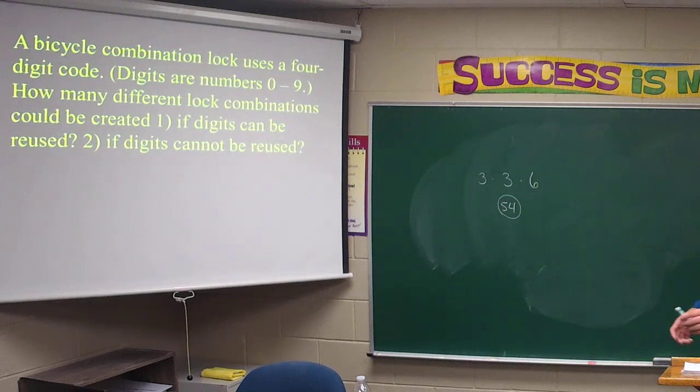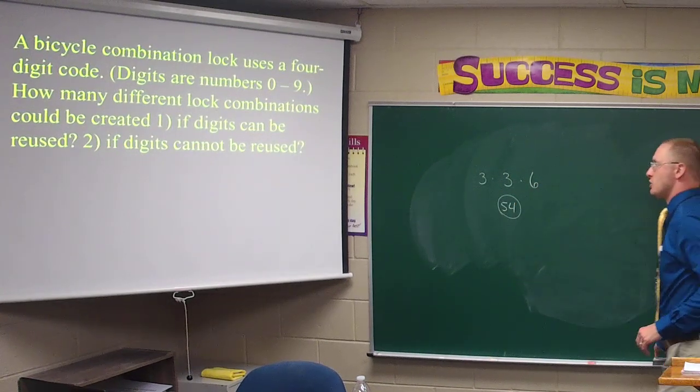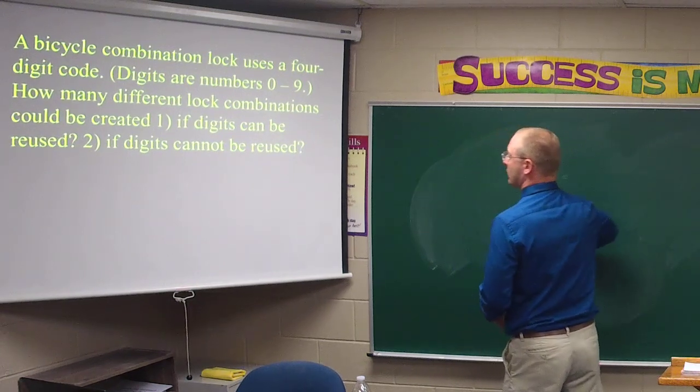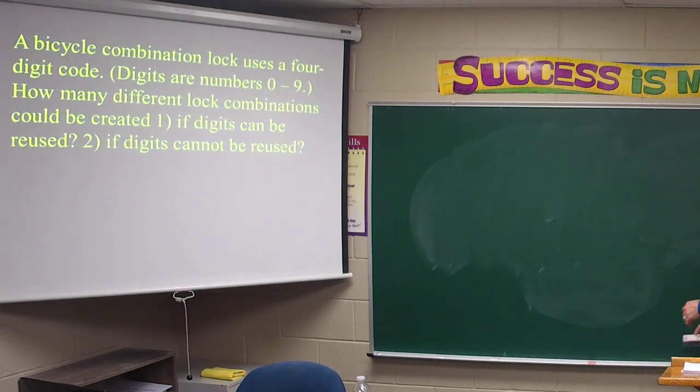A bicycle combination lock uses a 4-digit code. Digits are numbers 0 through 9. How many different lock combinations could be created, number 1, if digits can be reused, and number 2, if digits cannot be reused? I think it goes without saying, by the way, that order matters on a combination lock. So even though it doesn't say order matters, as 10th, 11th, and 12th graders, we should know order matters.